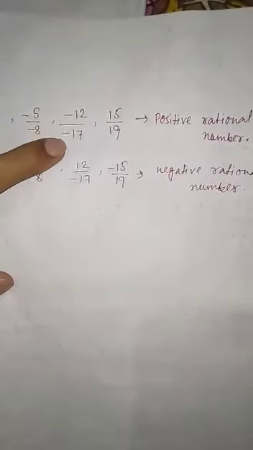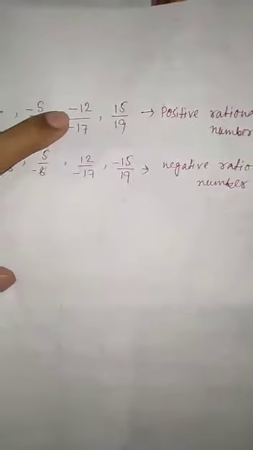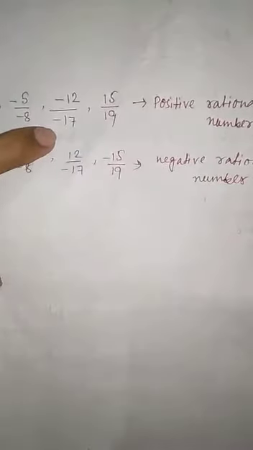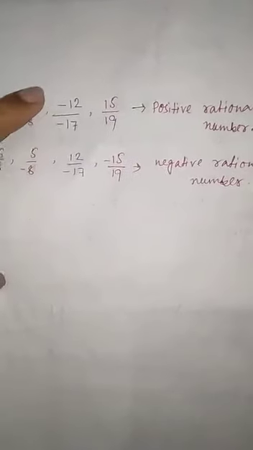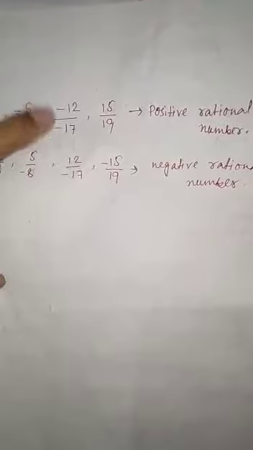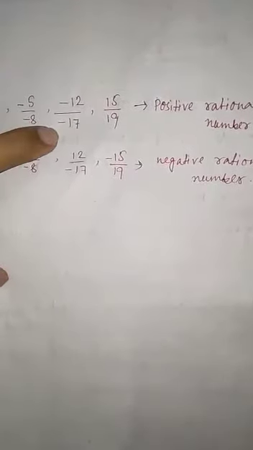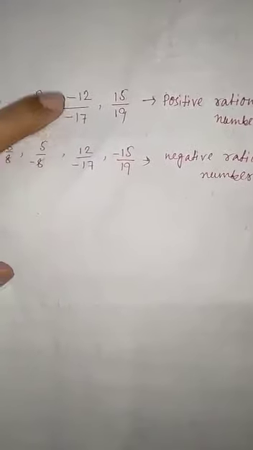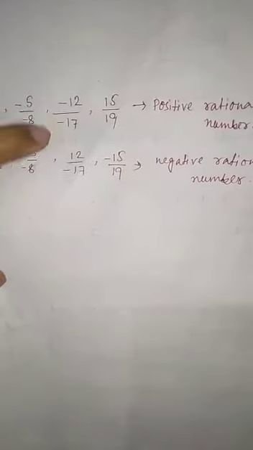In case of minus 12 by minus 17, minus 12 is a negative integer, minus 17 is also a negative integer. We all know that the two negative signs will cancel out each other. So 12 by 17 will ultimately be the output, that is positive. So we can say that it is a positive rational number.